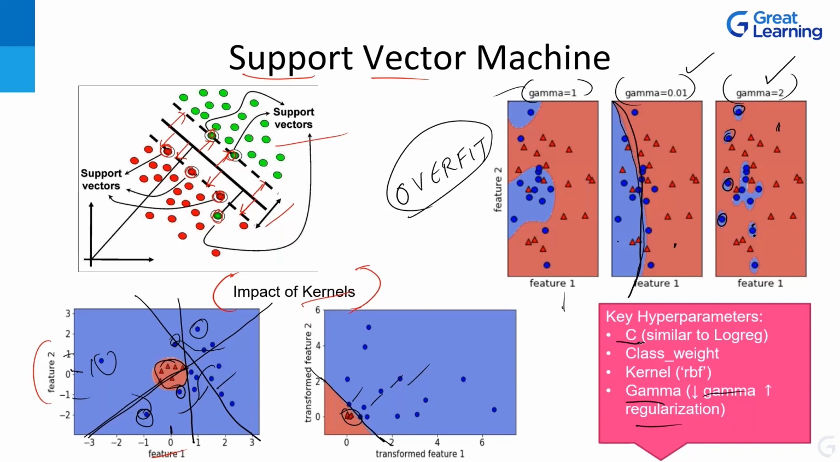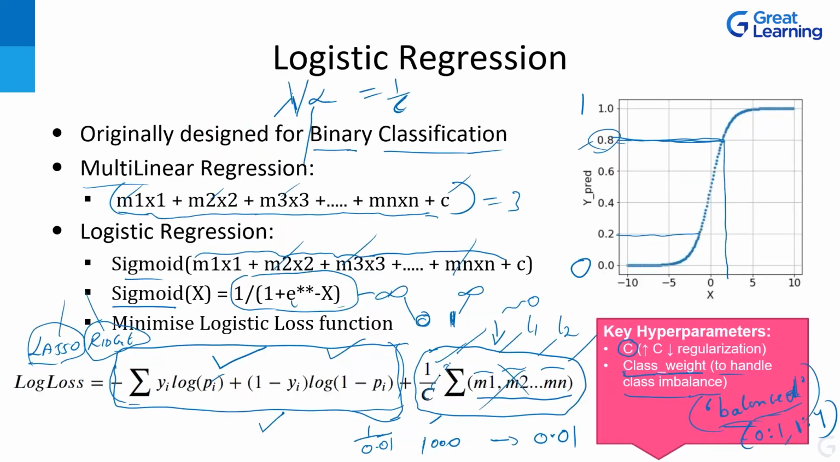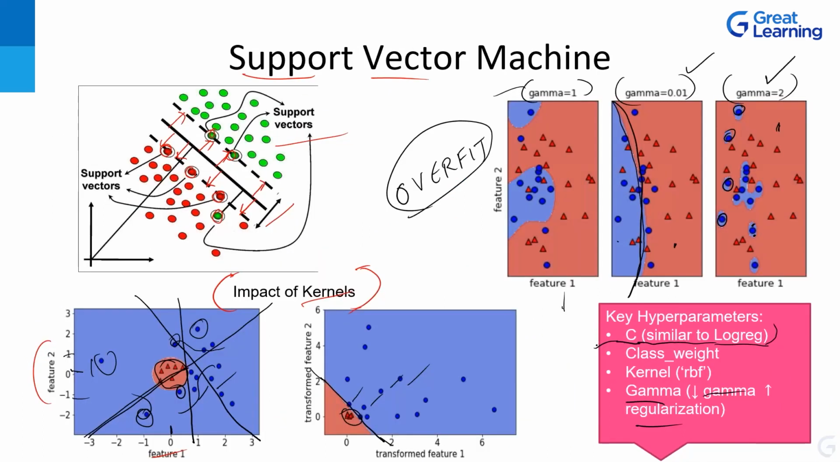Now C, although the effect of C is very similar to logistic regression, that if we decrease the value of C, we are going to get a more regularized model. The calculation is slightly different, so this is not how C is represented in SVM. It is represented slightly differently, but in terms of the effect, it is very similar to logistic regression. We also have the class weight argument, just like logistic regression. And finally, one of the key parameters is kernels.